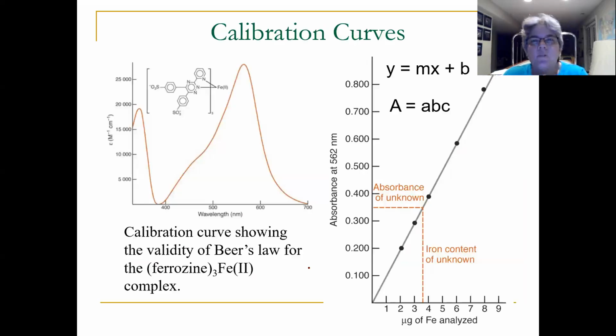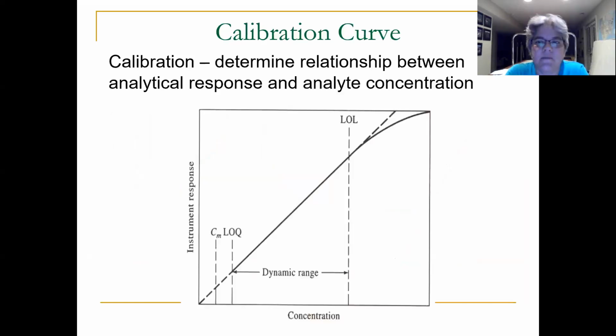Okay, now we want to go back and talk a little bit more about calibration curves. So we talked about how we make these. We said that the reason we have to do a calibration curve is it will determine the relationship between my instrument response and my concentration. For Beer's law, the instrument response is absorption. So the curve is what determines that relationship.